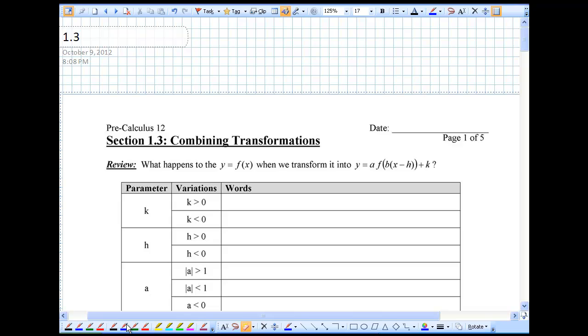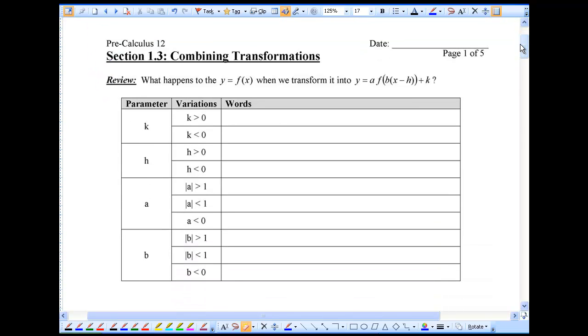Alright, those of you who have done section 1.1 and 1.2, well, the first part of today's notes should be a review. So what happens to the graph of y equals f of x when we transform it into this crazy looking function? We have a f(b(x minus h)) plus k. So we looked at these variables or parameters a, b, h, and k in the past. Section 1.1 talked about h and k, so let's review.